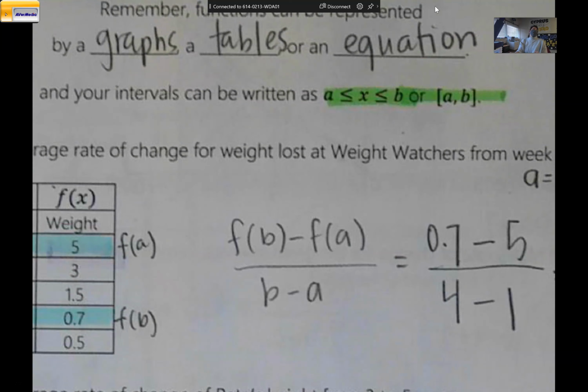Okay, on your whiteboard, I want you guys to do 2 to 6. And I want you to write the fraction on your whiteboard. So I want to see blank minus blank over B minus A.